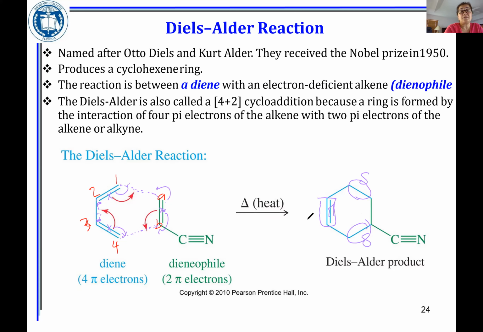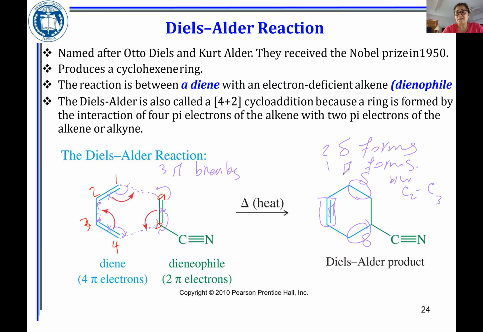You break 3 pi bonds. So 3 pi bonds break, 2 sigma bonds form, and 1 pi bond forms. The 1 pi bond that is forming is between carbon 2 and 3, C2 and C3. This is the general structure.